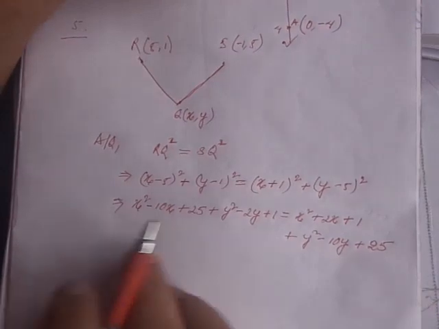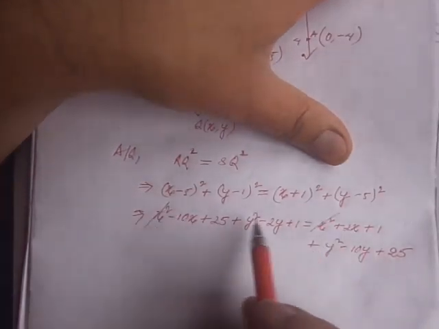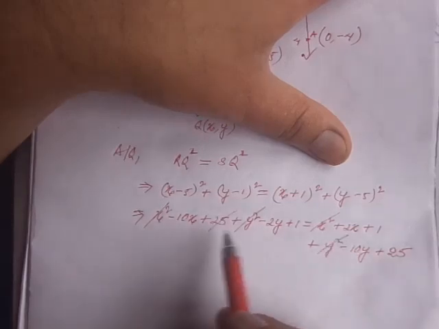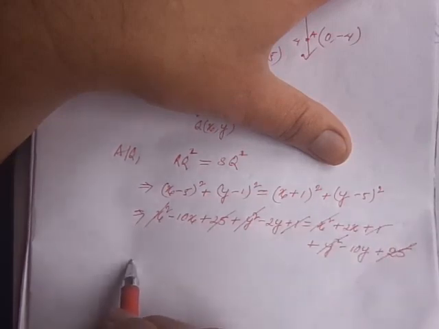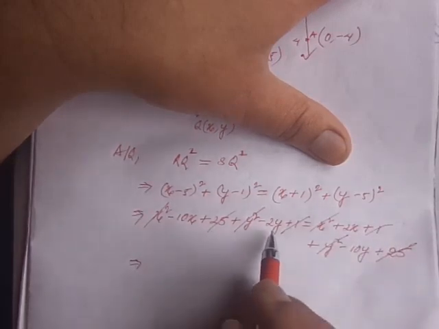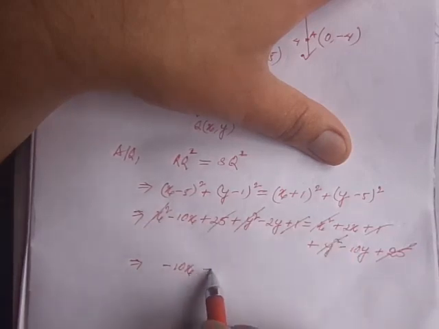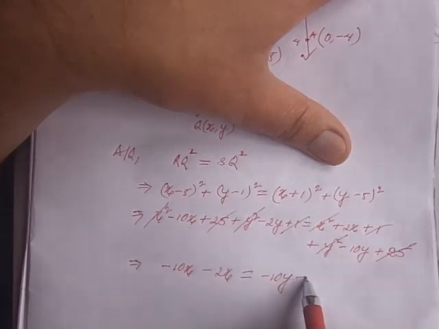Now here, on the left and right side, we can cancel all the same terms. The x square can cancel, y square can cancel. Then any other, this 25 and 25 also, 1 and 1 also. So from the remaining, now here is x, so here minus 10x. If I bring this x to this side, it becomes minus 2x equal to minus 10y. If I bring this minus 2y, this becomes plus 2y.